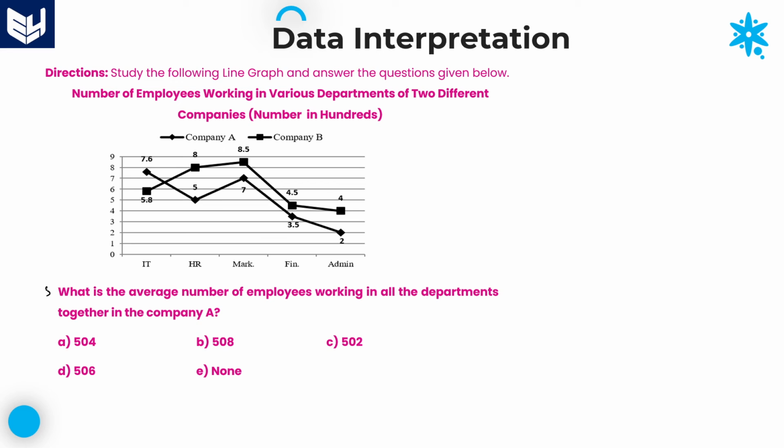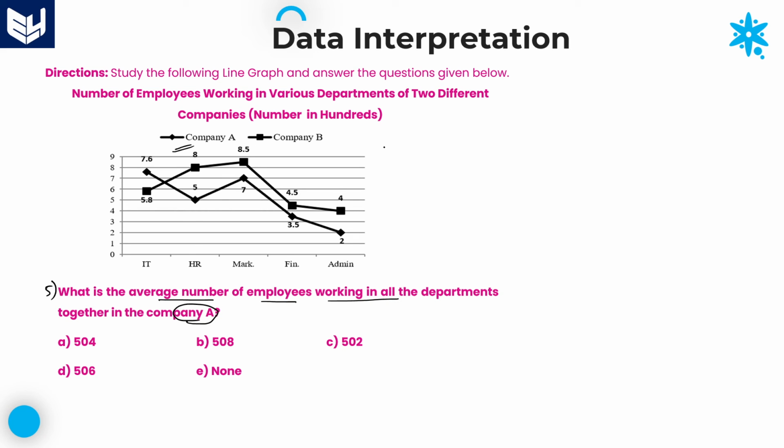Last question in this session. See here. What is the average number of employees working in all the departments together in company A? Here we need to calculate the average number of employees who are working in all the departments together for company A.